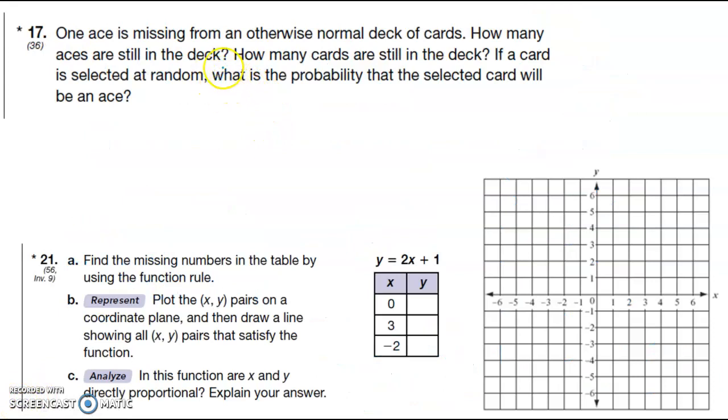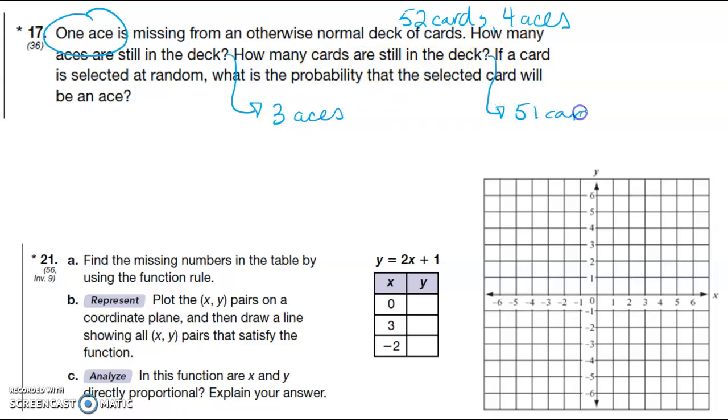Okay, let's go ahead and do 17. It says one ace is missing from an otherwise normal deck of cards. So a normal deck of cards has 52 total cards and 4 aces. Okay, how many aces are still in the deck? So the answer to that is 3 aces. How many cards are still in the deck? The answer to that is 51 cards.